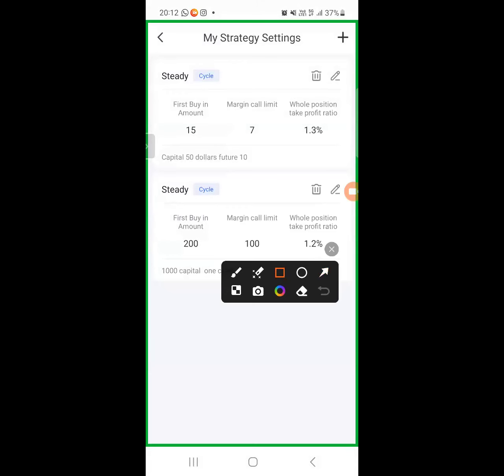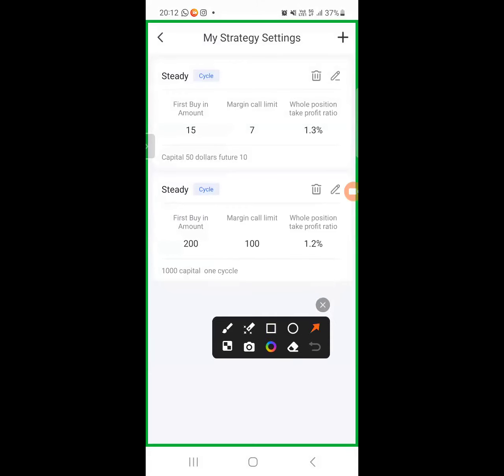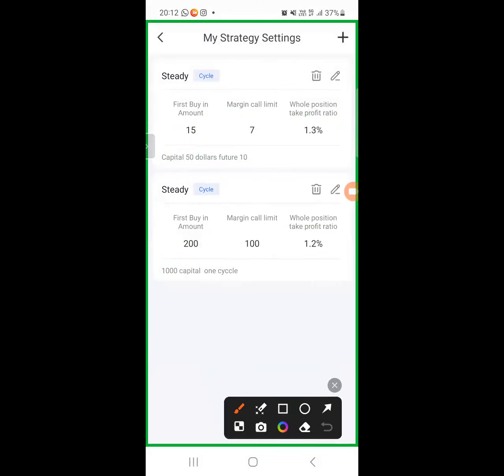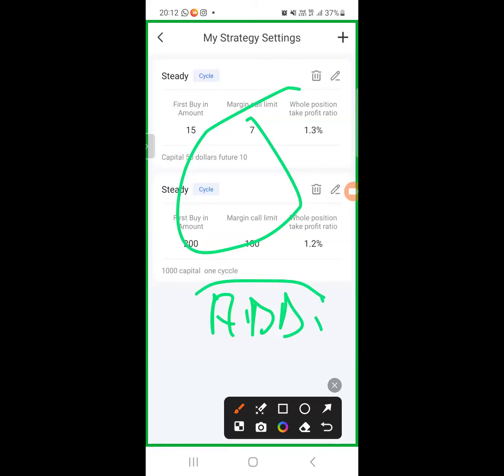When you come here, you will see that there are already two strategies there: a strategy of $50 and a strategy of 1,000. If you come for the first time and you don't have any strategy, you will see nothing here, but you will see what is written here: Add it now. So you tap on Add it now.